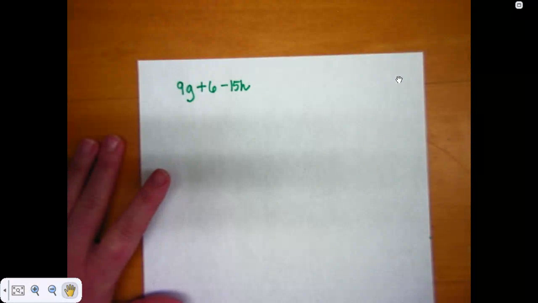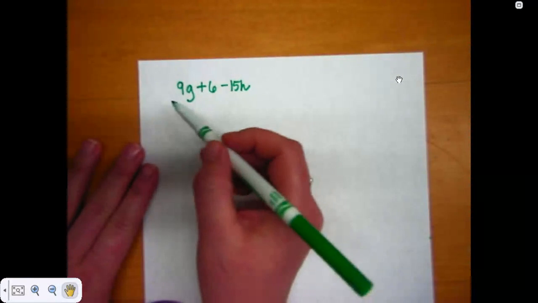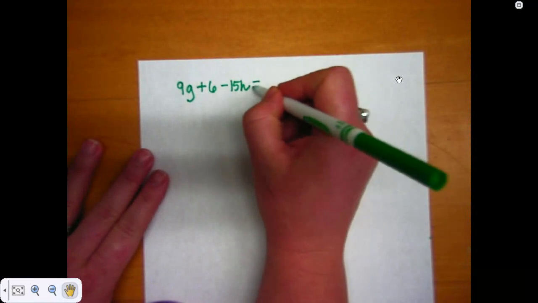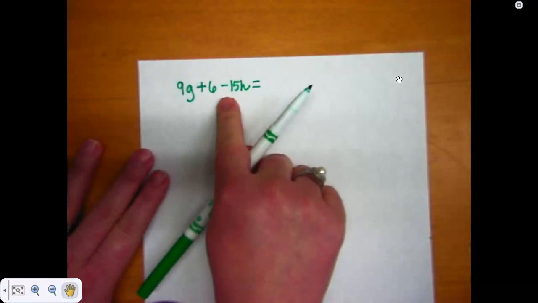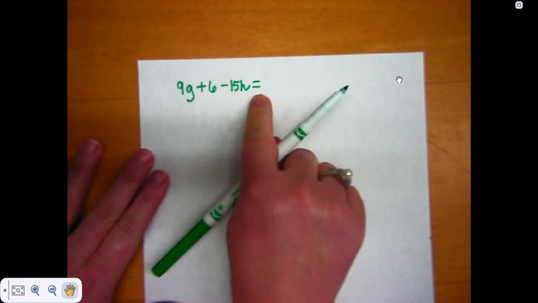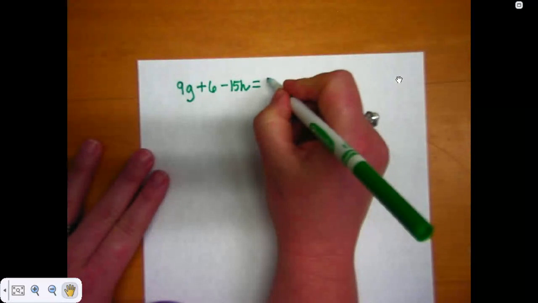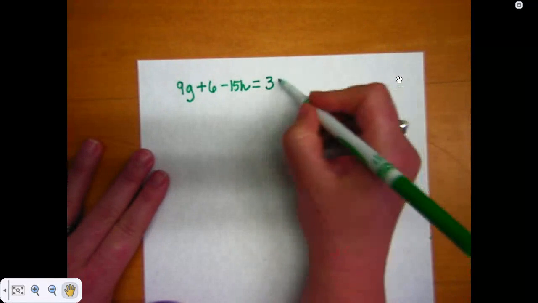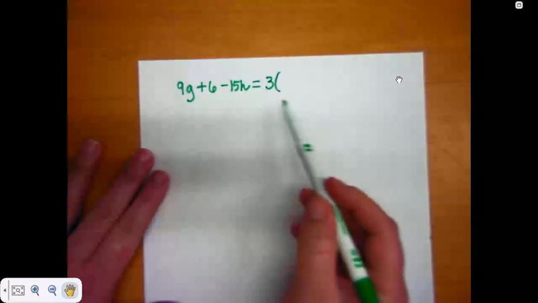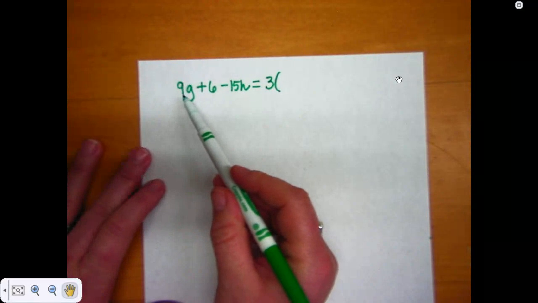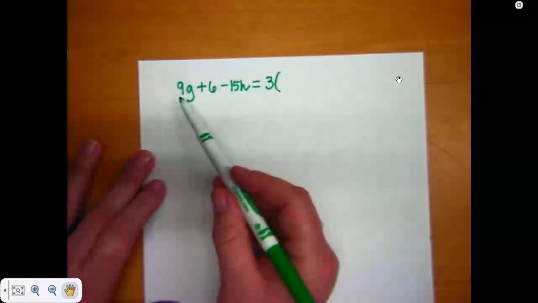You have to think about what numbers do they have in common? 3. So I could factor out the 3. So I'm going to put that 9g plus 6 minus 15h is equivalent to, I'm going to factor out 3. So I'm going to put 3 on the outside, put my parentheses, and then I would go back and say 9 divided by 3 would be what?